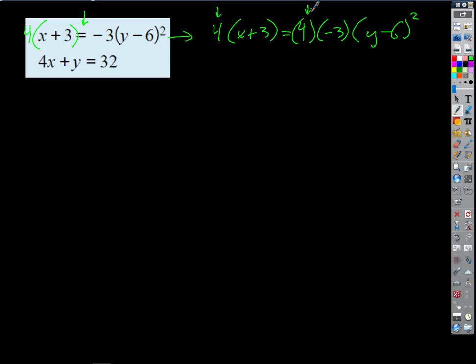What am I going to get on the left side if I distribute that 4? 4x plus 1. Okay. On the right side, how many things are being multiplied?